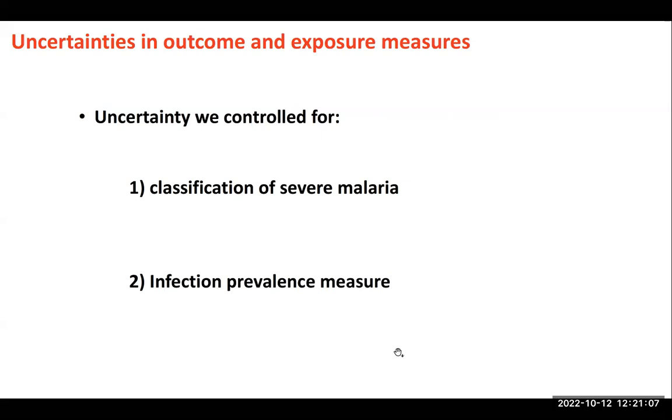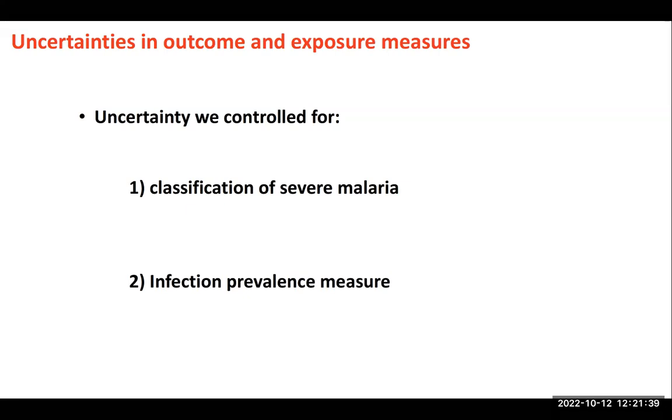So this slide is on uncertainties in the outcome and exposure measures. And so our data set had 2 important sources of uncertainties that we aimed to control for. So the first source was in the classification of severe malaria. And this is because between site comparisons can be challenging owing to the differences in completeness of symptoms and also differences in clinical definition, which you will see in later slides. I'll demonstrate what I mean by that in later slides.